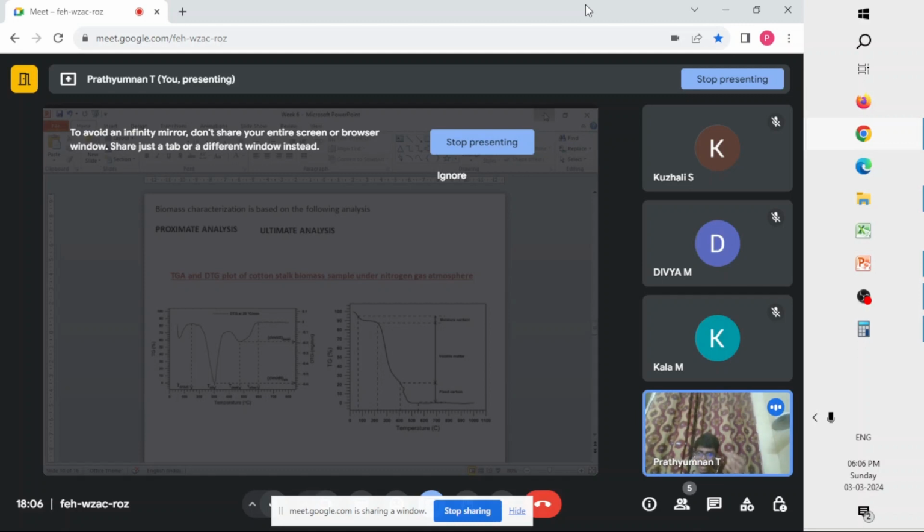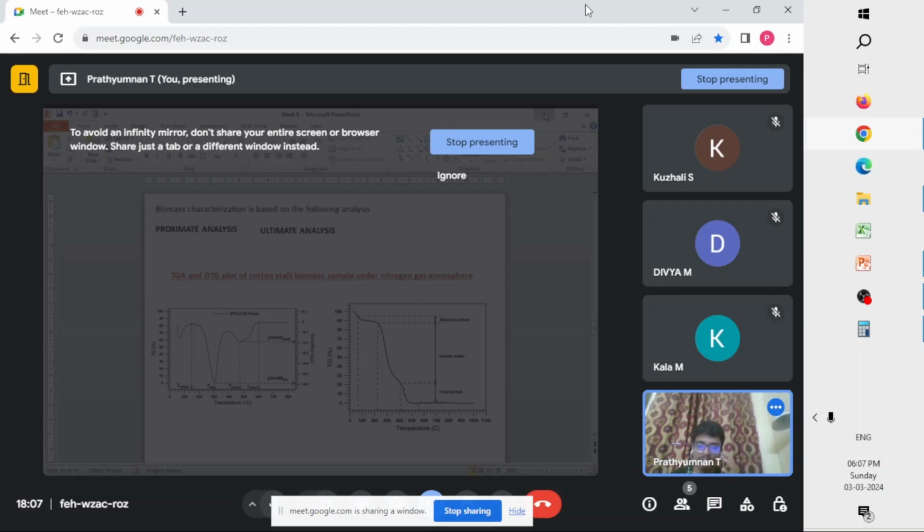So does anybody have an idea of what TGA is, like what is the full form of the TGA characterization technique? Does anybody have any idea of what TGA is?